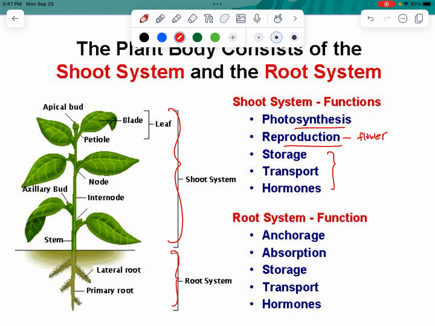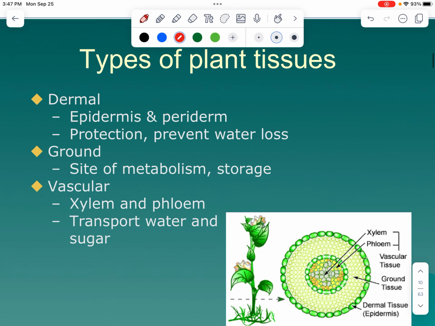The root system sits below the ground, and their main function is to anchor the plant so that the plant can be supported without toppling over. They are also responsible for absorbing water and minerals from the soil, as well as some nitrogen. And the root system is also involved in storage, transport, and hormone secretion and production as well.